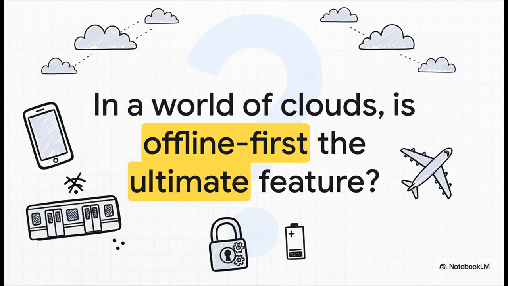And that brings us to a final thought. We live in a world where everything seems to be in the cloud, always connected. But tools like Core Data let us build apps that are ridiculously fast, super reliable, and work perfectly even if you're on a subway or a plane with no signal. So I'll just leave you with this question. In our hyper-connected world, is having an app that just works offline maybe the ultimate user feature?